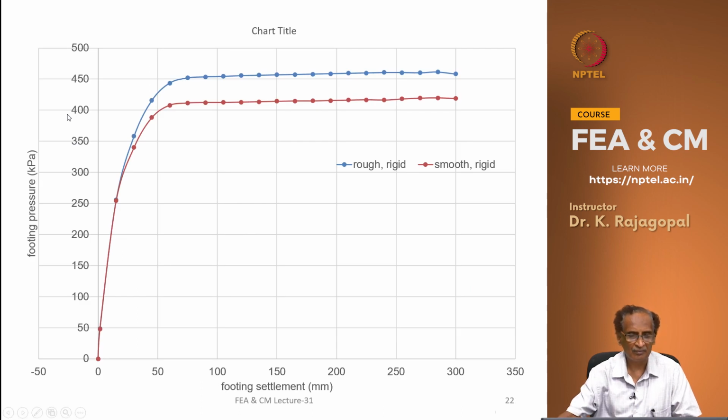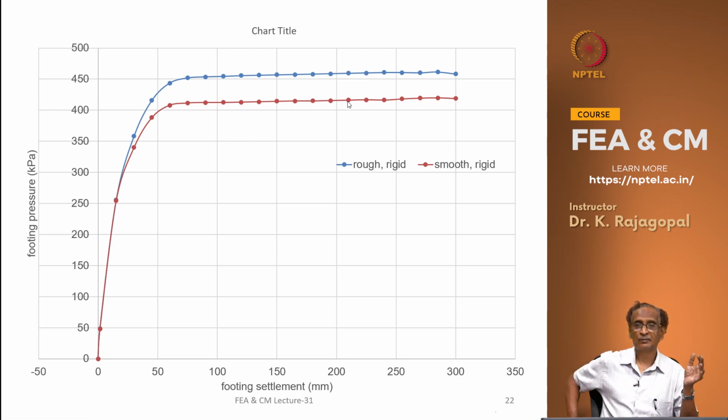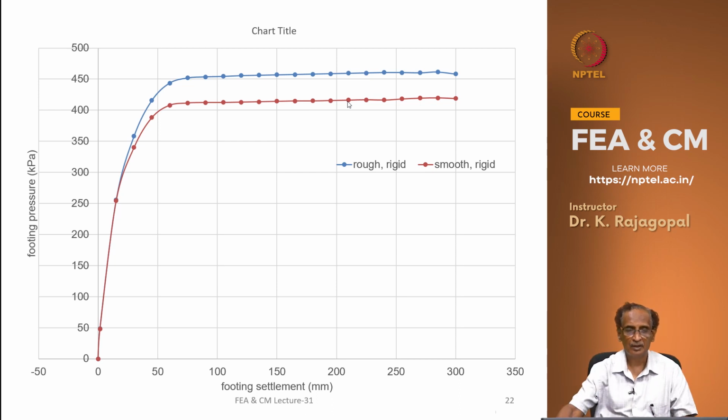And the effect of smooth and rough footings. This is the rough footing and this is the smooth footing, and Terzaghi's theory and Meyerhof's theory all consider a rough rigid footing. So the finite element results that we get with roughness are closer to the reality, that is our bearing capacity theories, and with smooth footings you get a slightly lesser pressure.